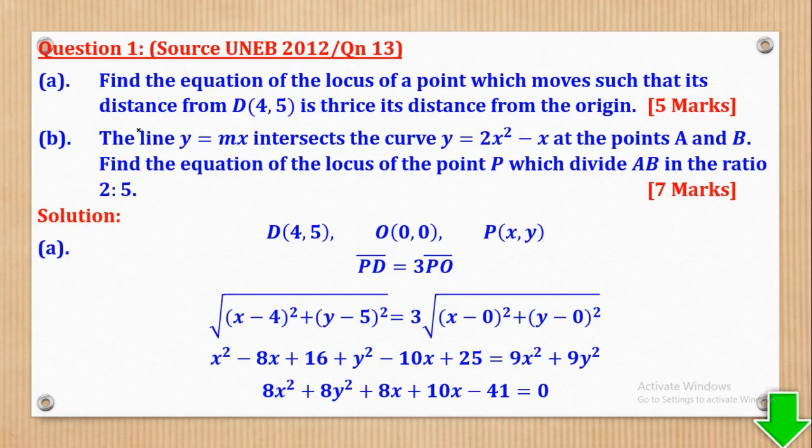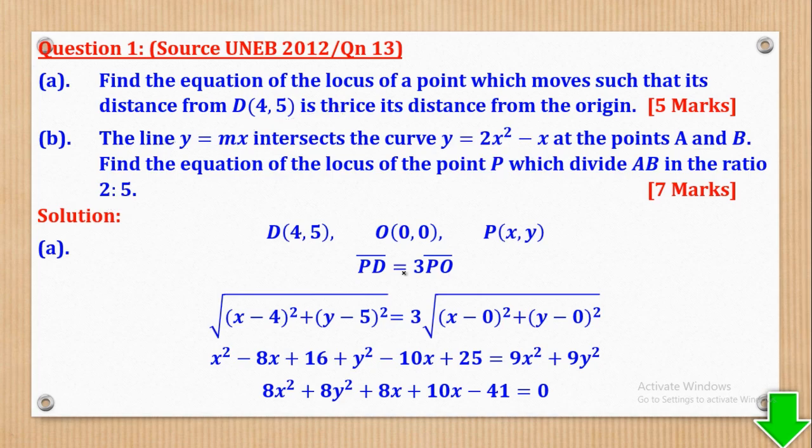So that was part A, and that would be the locus they wanted. So now we shall go to part B. Part B says the line y equal to mx intersects the curve this. So now here you need to know the knowledge of intersection of a line and a curve. It intersects the curve this at points A and B. Find the equation of the locus of point P which divides AB in the ratio 2:5.